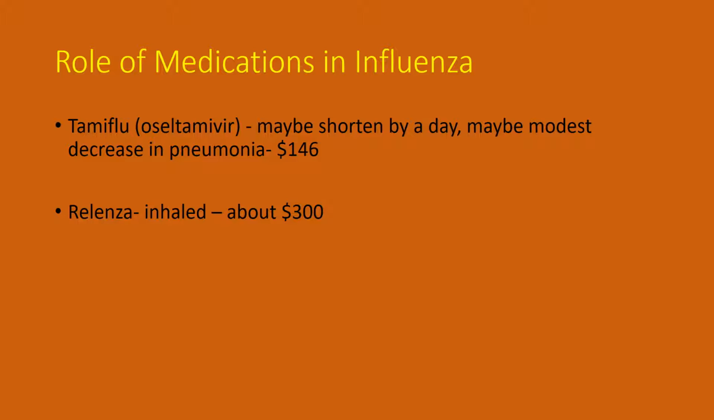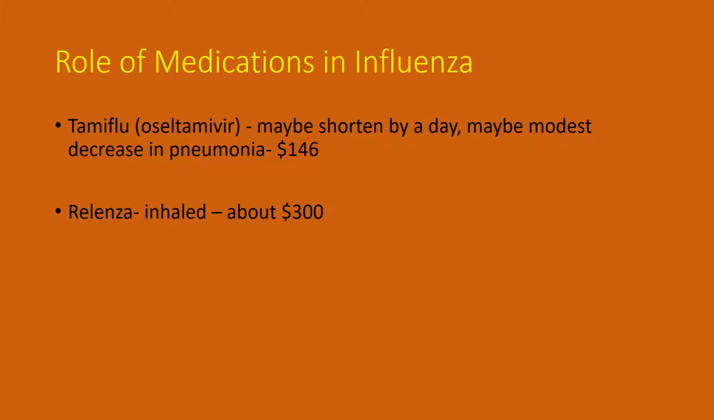The most common treatment is Tamiflu. Evidence seems to be that it might shorten the disease by a day. There might be a modest decrease in pneumonia, although the studies that have been done have been relatively small and have been done by the drug companies. The cost is not insubstantial. It's about $150. I think a lot of times we're feeling like, well, there's something we can do for people, we might as well do it. The problem with that is that the benefits are modest.